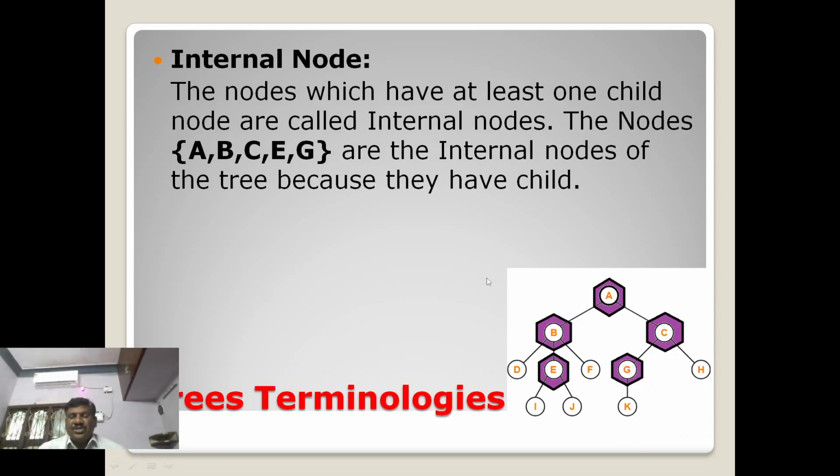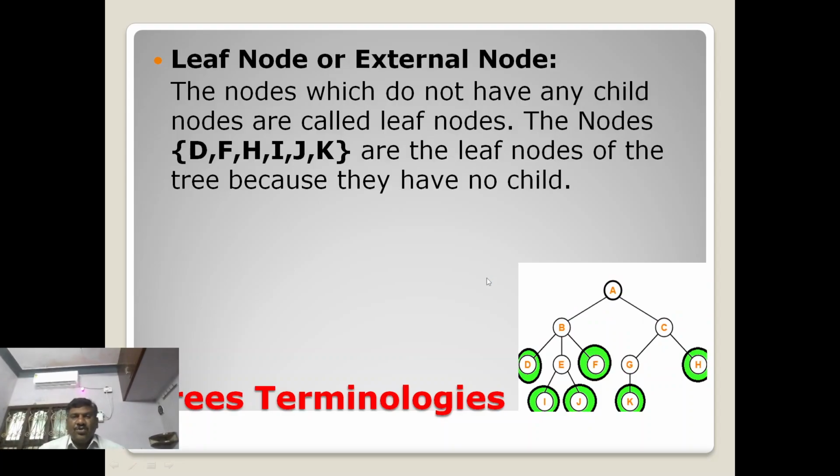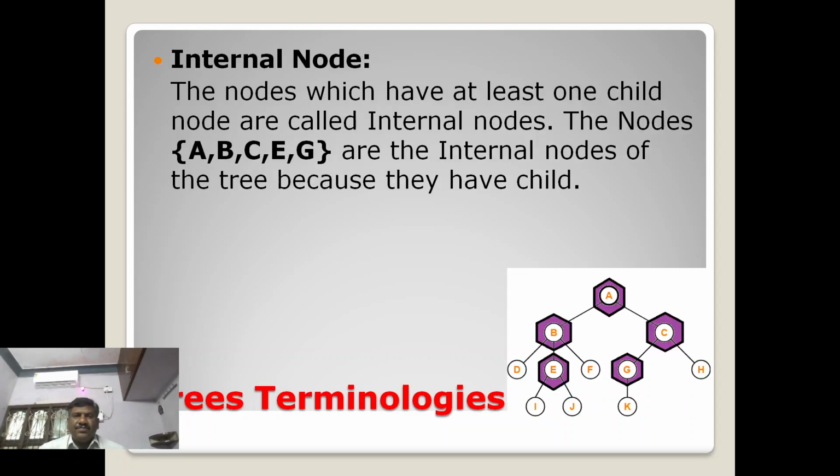So what is an external node? Any node without children, or without a child, is called an external node or a leaf node. They commonly say this node as a leaf node.